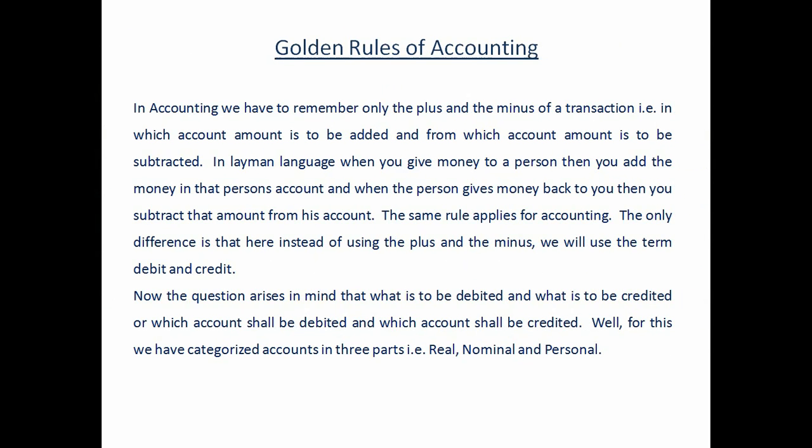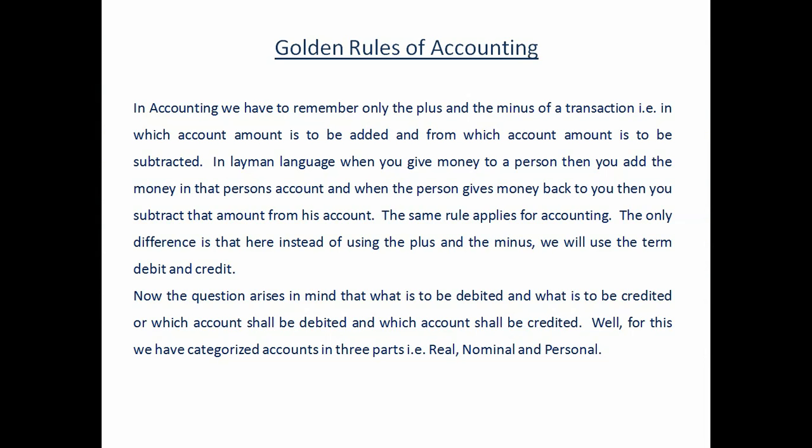Next is your golden rules of accounting. In accounting, we have to remember only the plus and the minus of a transaction. That is, in which account amount is to be added and from which account amount is to be subtracted. In layman's language, when you give money to a person, you add money in that person's account, and when that person gives money back to you, then you subtract the amount from his account. This concept applies to accounting, but in accounting, instead of plus and minus, we use the terms debit and credit.